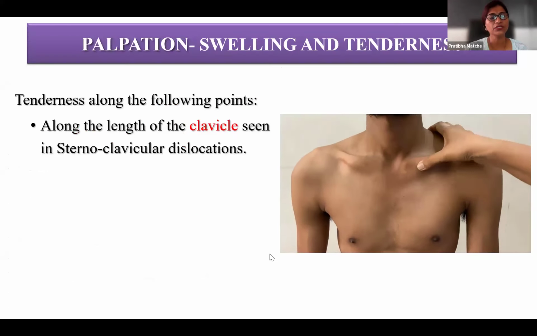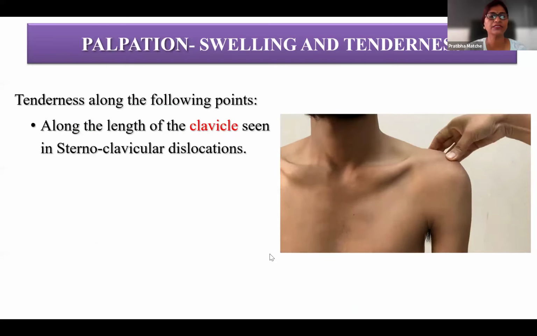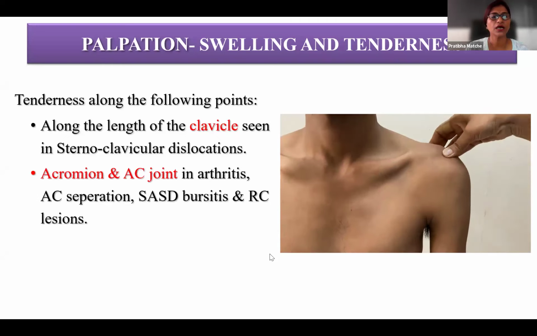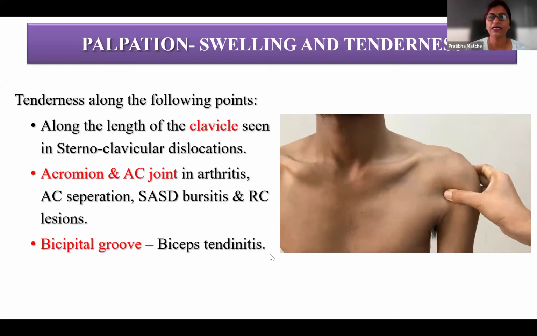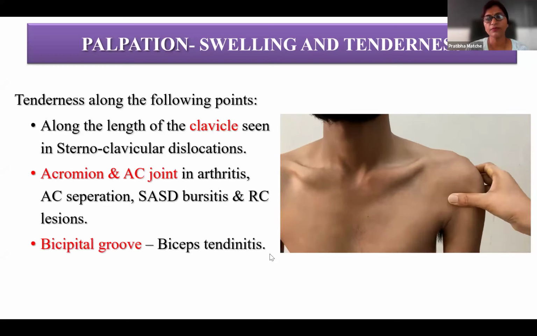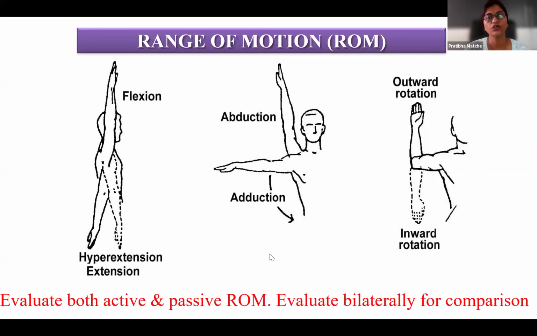So on palpation, look for tenderness along the length of the clavicle, which could be seen in sternoclavicular dislocations, tenderness at the AC joint and acromion in SSD bursitis and RC lesions, and tenderness in the bicipital groove because of bicipital pathology or tendinitis. And if there is tenderness all around the joint, it is suggestive of osteoarthritis.